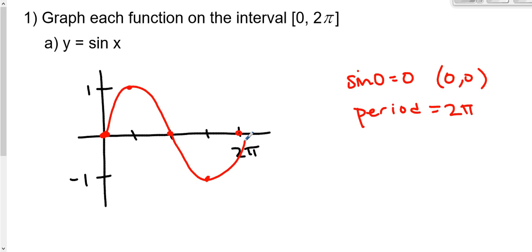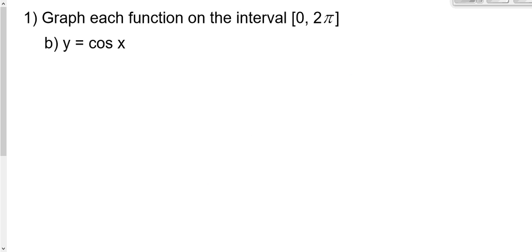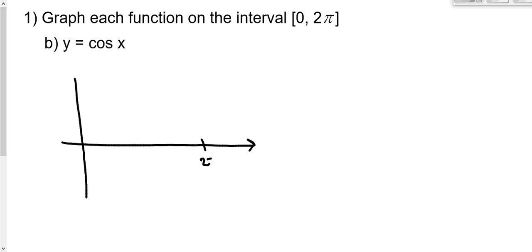Oops, I kind of missed. Let me try that again. And there's your graph. Okay, part B, we're going to do the same kind of thing with the cosine graph. So setting up the graph the same way, put your 2 pi there. On your y-axis, your 1 and your negative 1. And remember that the period of the cosine graph is also 2 pi.